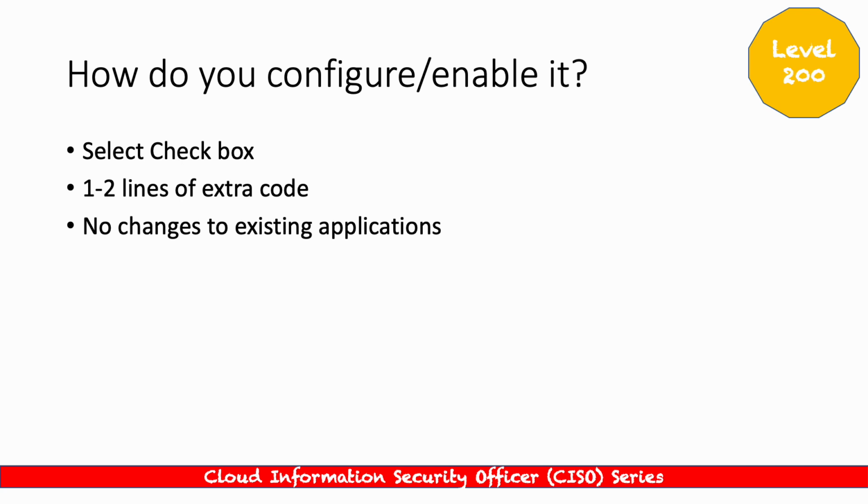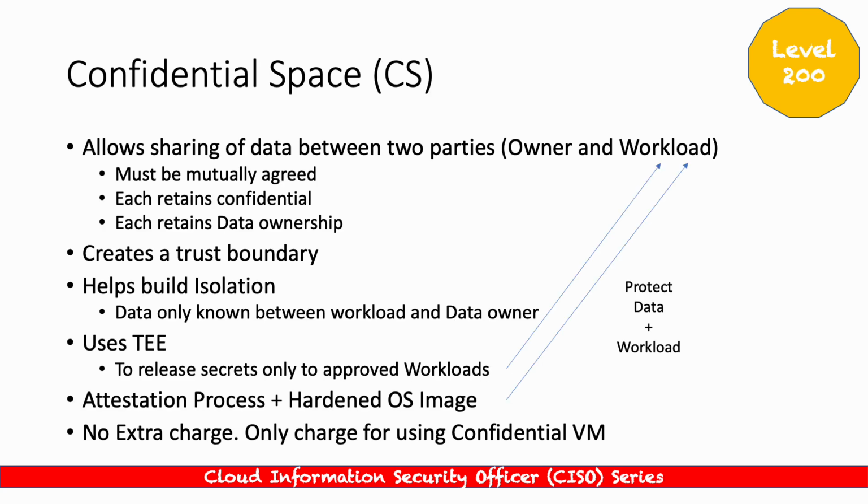Now, how do you configure confidential virtual machines? How do you enable it? It's very easy. It takes no more than a single check button. When you're creating your compute engine, you just check a box, and you're going to turn that compute engine into a confidential virtual machine. If you're going to use Terraform code for the automation aspects of it, it'll be 1 to 2 lines of extra code, no more. And the other benefit is that while you're working at the confidential virtual machine level, there are no changes required to existing applications. You don't need to change your applications in any way. Now, that's what confidential virtual machines are.